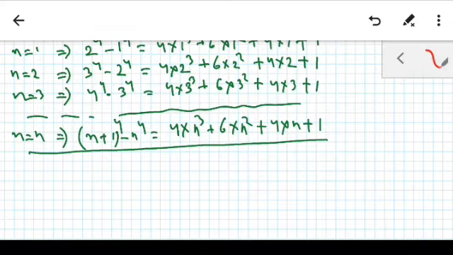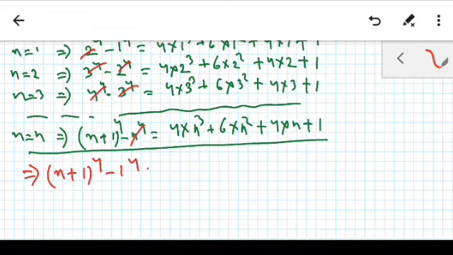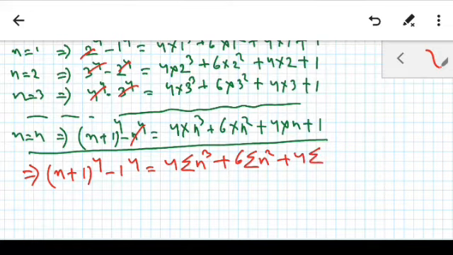It can be cancelled. Here this term is getting cancelled with this term. Every time the right hand side is cancelled. So in the left hand side it is (n plus 1) to the power 4 minus 1 to the power 4. It is 4 summation of n cube, this whole term, 6 summation of n square plus 4 summation of n plus 1 into n.